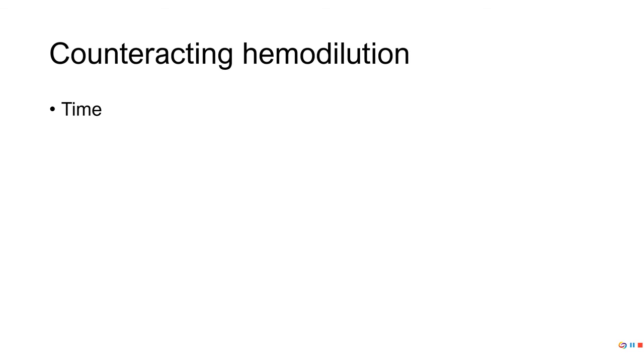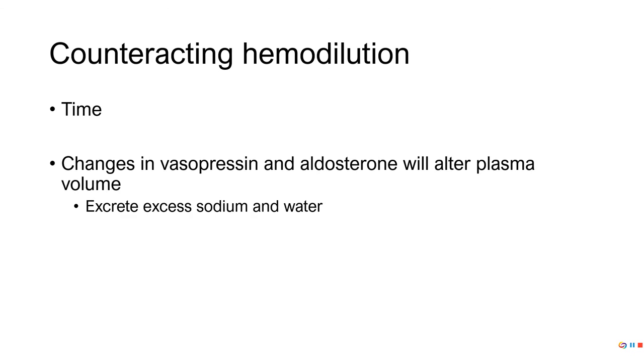So time. If we're hemodiluted, ultimately there are going to be changes to the hormones vasopressin and aldosterone. What will happen is we get rid of the excess sodium. Remember, water follows sodium. So if we're hemodiluted, by getting rid of salt, we get rid of water. As a result, our hematocrit goes back to normal, and then we're able to deliver the same amount of oxygen that we did normally.